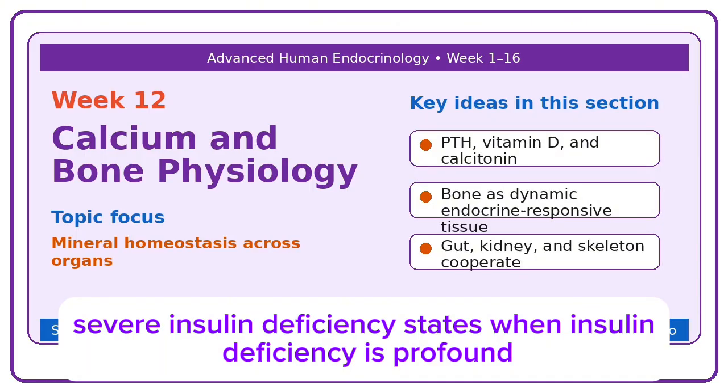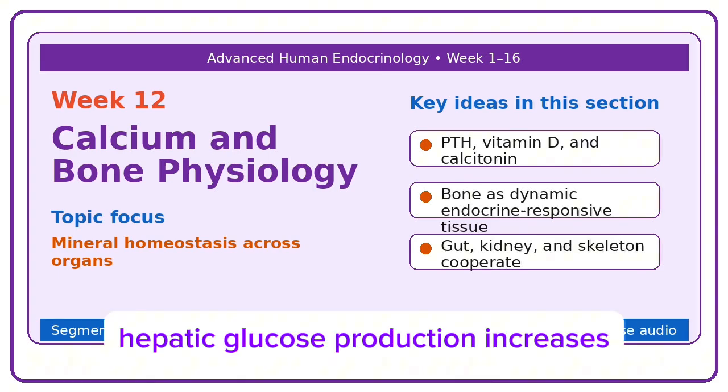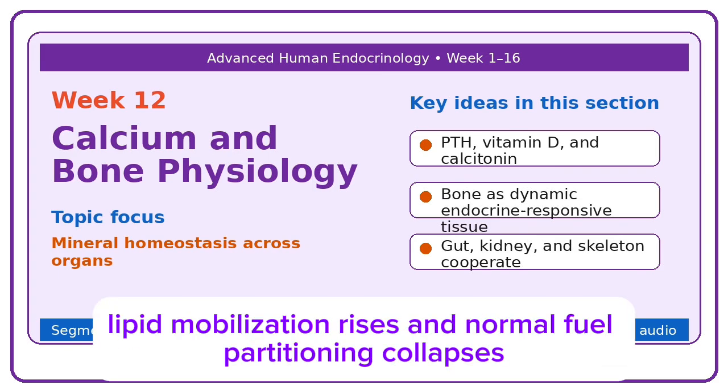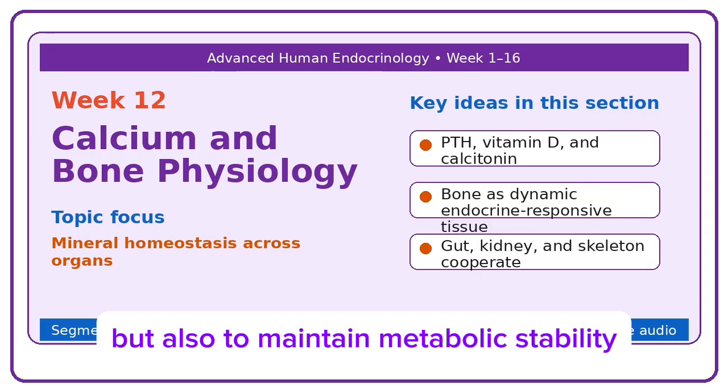Severe insulin deficiency states. When insulin deficiency is profound, the body can shift toward uncontrolled catabolic metabolism. Hepatic glucose production increases, lipid mobilization rises, and normal fuel partitioning collapses. This illustrates why insulin is necessary not only to lower glucose, but also to maintain metabolic stability.